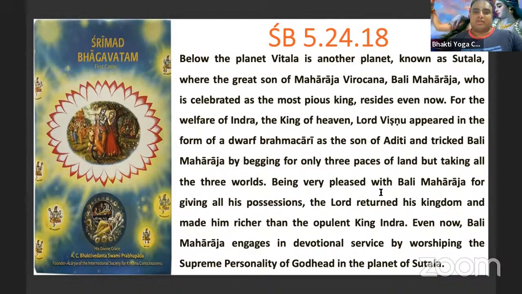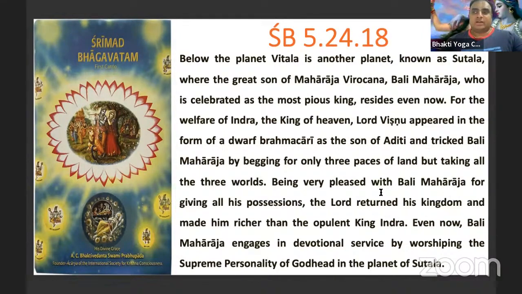For the welfare of Indra, Lord Vishnu appeared in the form of a dwarf brahmachari as the son of Aditi, and tricked Bali Maharaj by begging for only 3 paces of land, but taking all the 3 worlds. Being very pleased with Bali Maharaj for giving all his possessions, the Lord returned his kingdom and made him richer than the opulent King Indra. Even now, Bali Maharaj engages in devotional service by worshipping the Supreme Personality of Godhead in the planet of Sutala.